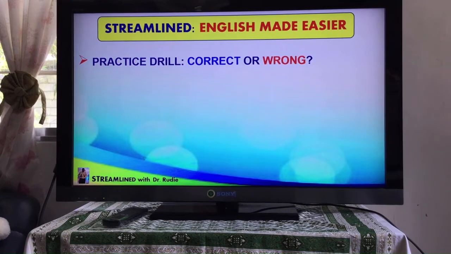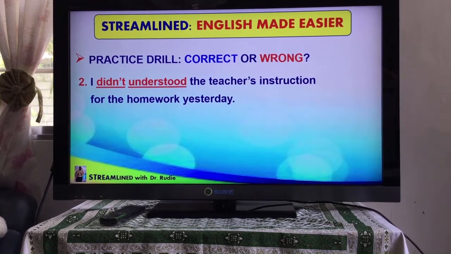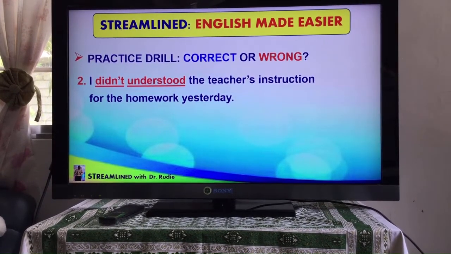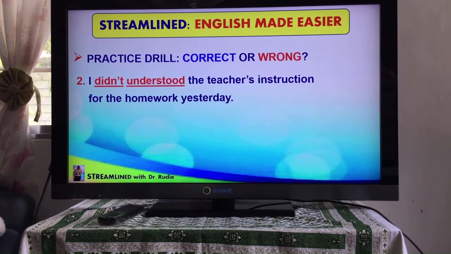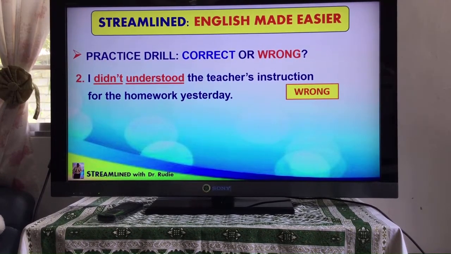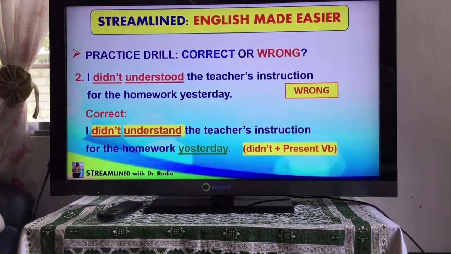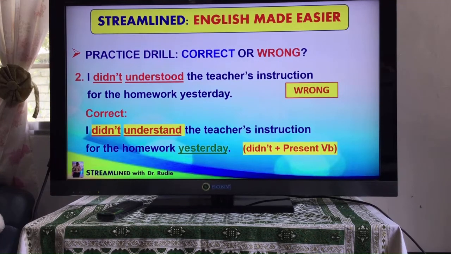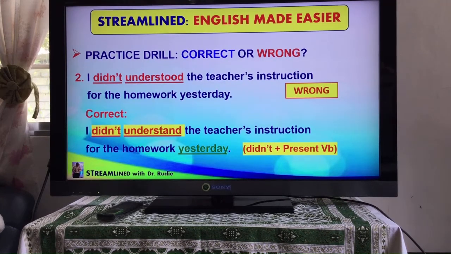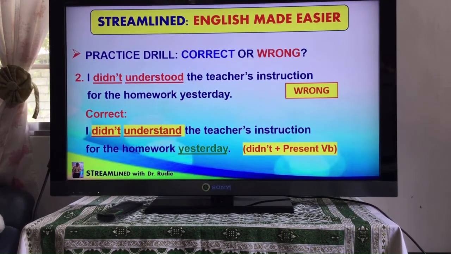Let's take a look at number 2. I didn't understood the teacher's instruction for the homework yesterday. Is this correct or wrong? It is still wrong. Why? Because we said that didn't must always be followed by the present verb. The sentence is already in the past form with the use of the helping verb did, and this time in the negative form, didn't. The correct answer is, I didn't understand the teacher's instruction for the homework yesterday.